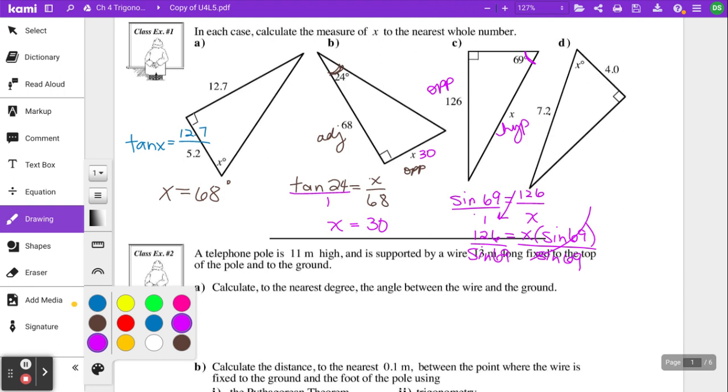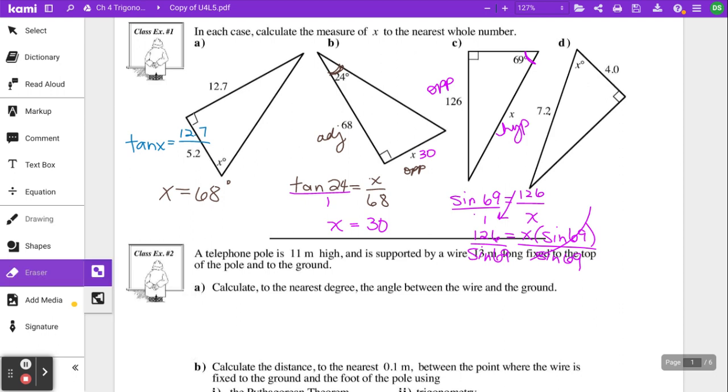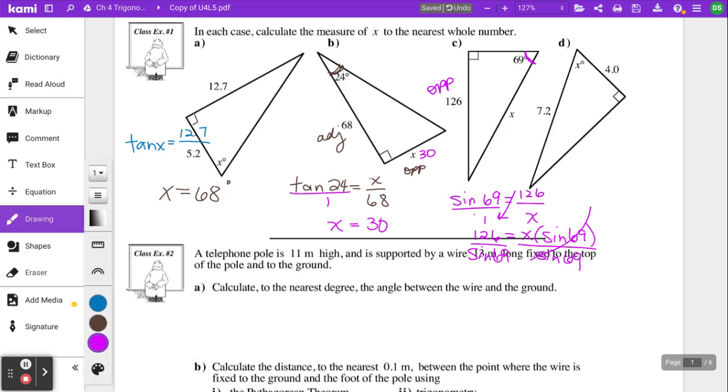What do you end up with? 135. Is that a reasonable answer for this question? Yes? How do you know that? Okay, it has to be bigger than 126 because it's the hypotenuse. I just found the hypotenuse. It has to be the longest side of the right triangle that you have. Okay, x is 135.